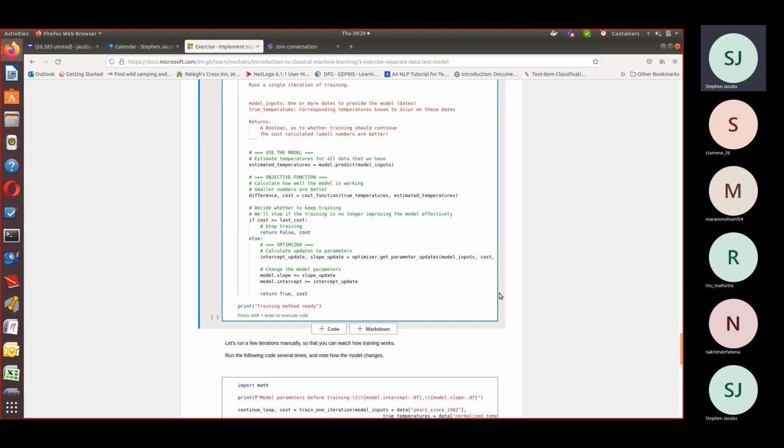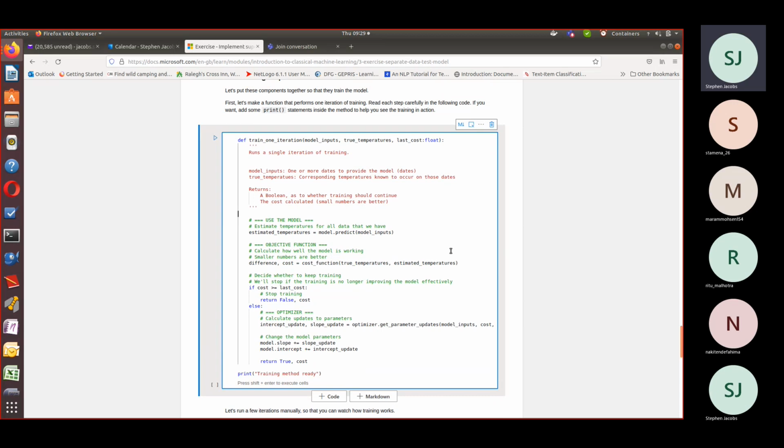And the criterion for using the model is here, model.predict of our model inputs, and our model inputs are, go back up here. These are our model inputs. This is what we're putting in. And these are the true temperatures. So this is our ground truth. And this is the last value of the cost, because we're going to iterate through this, which means repeat over and over again until the cost gets reduced below a certain point. So obviously, in order to be able to do that, it needs to be able to know what the previous cost calculation was so that it can make a comparison as to whether to continue. And that comparison is made down here.